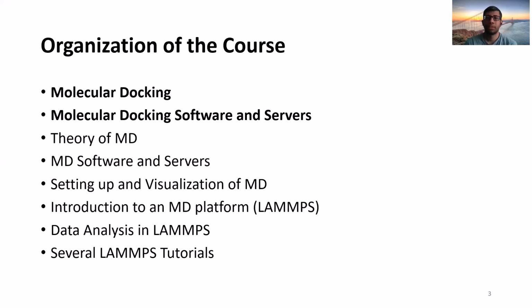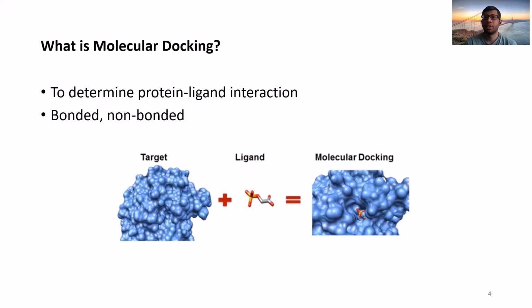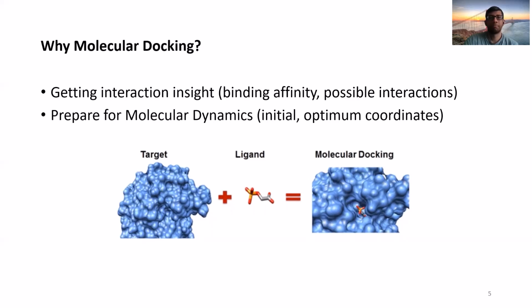As we have discussed, the organization of the course is that we will talk about the theory of MD and MD software and servers, but many times we have to run molecular docking before running dynamics. So I will dedicate this particular lecture to molecular docking. So what is actually molecular docking? In docking, we determine the interaction between two biomolecules, for example, a target protein and a small ligand. And by molecular docking, we determine how they interact, what is their type of interaction, from a bonded or non-bonded perspective.